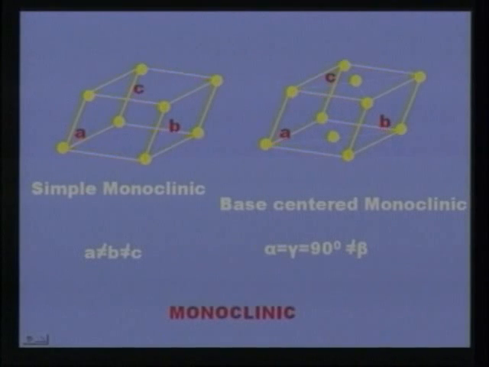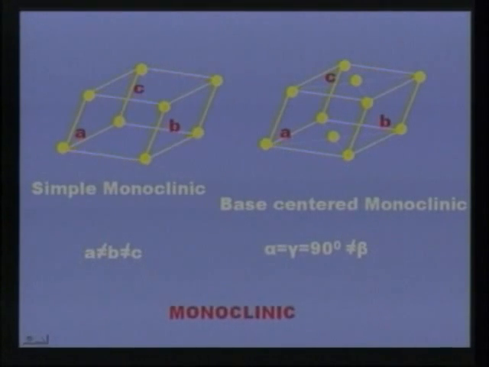Now let us see the monoclinic lattice. Here there are two types, simple monoclinic and base centered monoclinic. Here also the sides of the structure are not equal, that is A is not equal to B, B is not equal to C and C is not equal to A, but the angle alpha is equal to gamma is 90 degrees, which is not equal to beta.